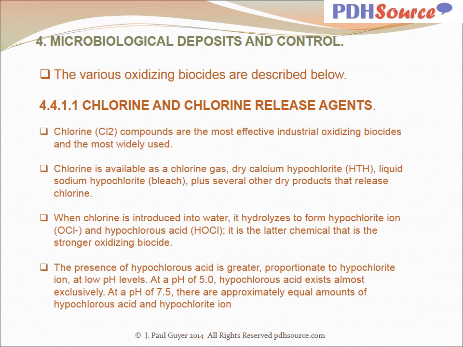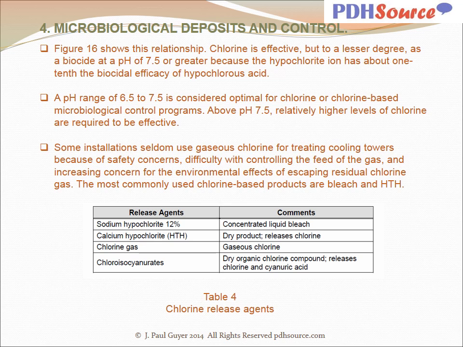The presence of hypochlorous acid is greater, proportionate to hypochlorite ion, at low pH levels. At a pH of 5, hypochlorous acid exists almost exclusively. At a pH of 7.5, there are approximately equal amounts of hypochlorous acid and hypochlorite ion. Figure 16 shows this relationship.